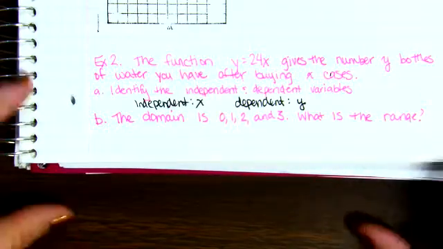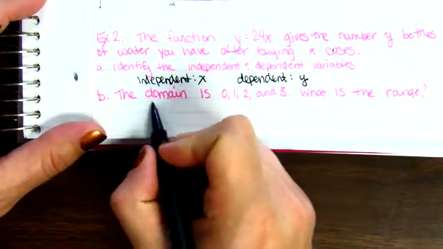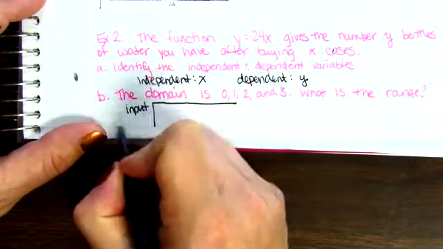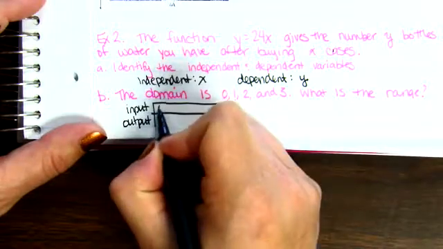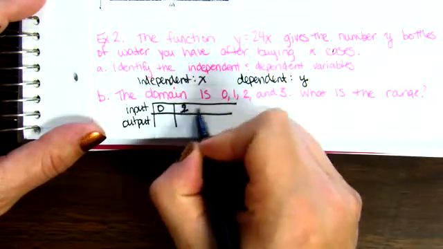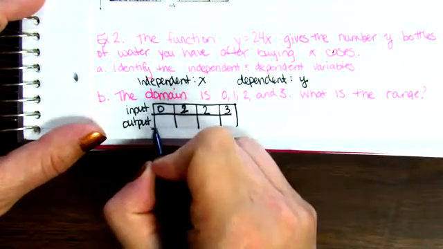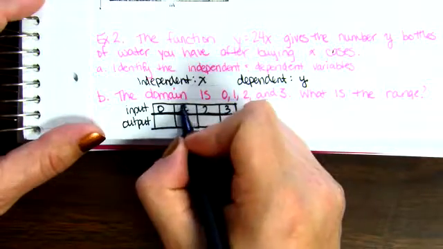So then next we have what our domain is, 0, 1, 2, and 3, and it's asking for the range. One way we can show this is with an input-output table. So my domain is 0, 1, 2, or 3. So maybe at this particular store they're on sale and you can only buy up to 3 cases at a certain price or something.